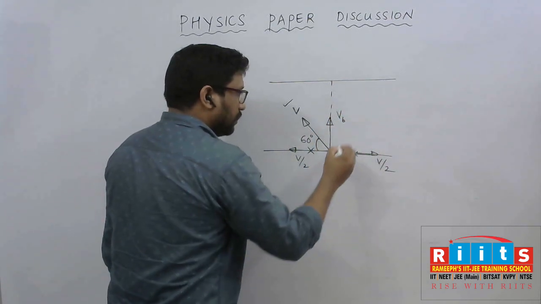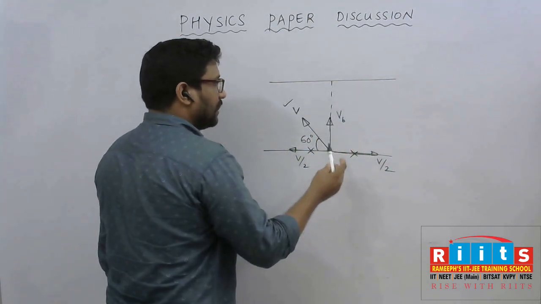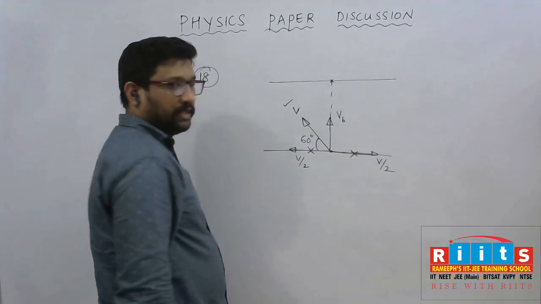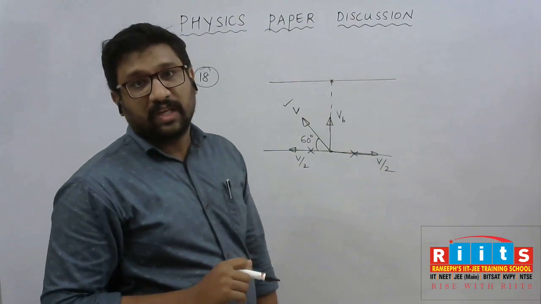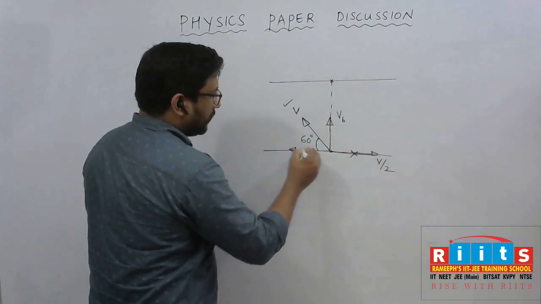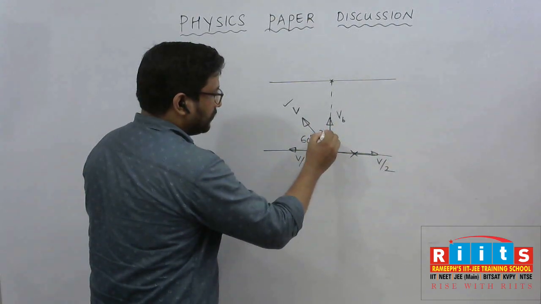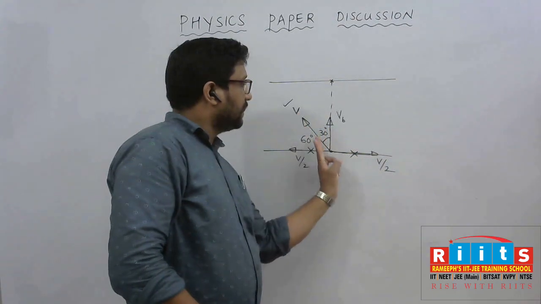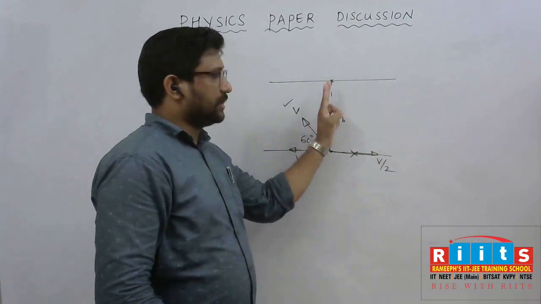Final velocity of the boat will move in a straight line without any drift and reach exactly at this point. So this is the condition of zero drift. If this angle is 60 degrees, this total angle is 90, so this angle will be 30 degrees. The boat has to make an angle of 30 degrees with the vertical direction.